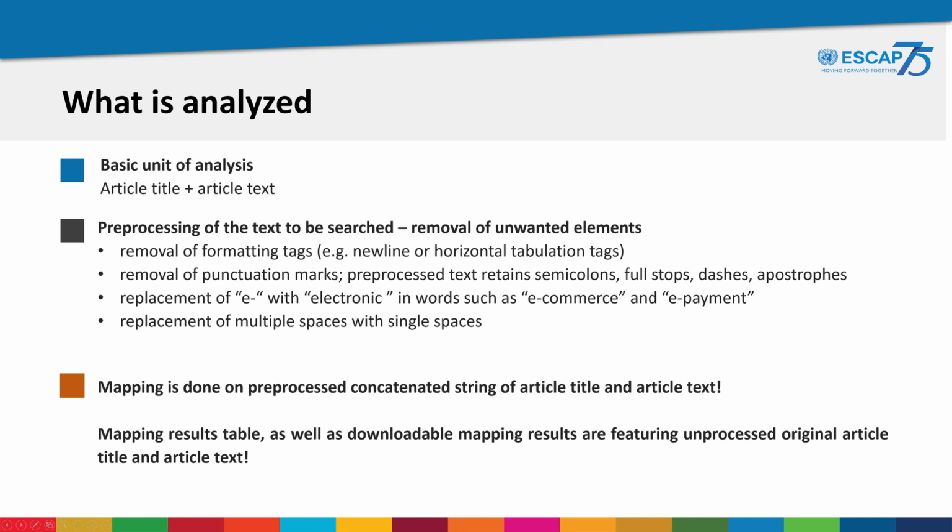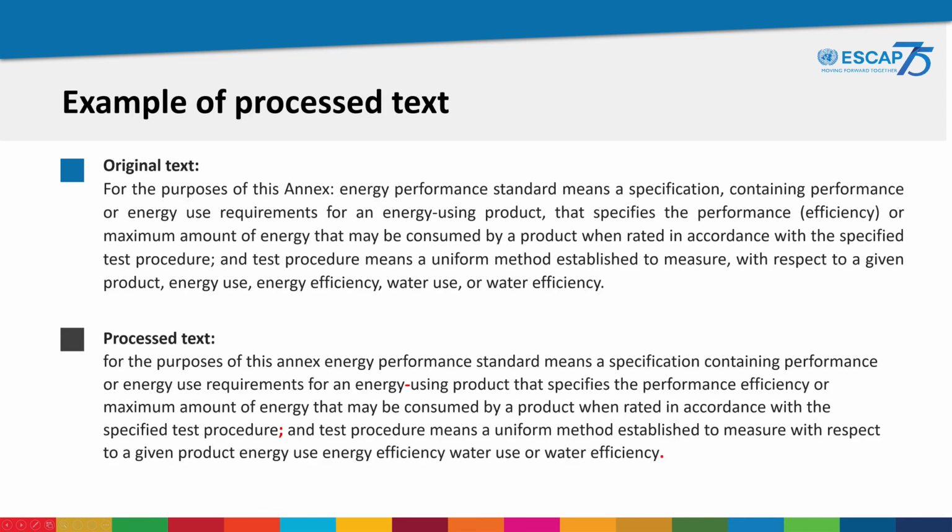So basically when we run the mapping algorithm, it searches for the keyword combinations in the processed texts of article title and article text. On this next slide, you can see what the original text and the processed text may look like. As you can see, the original text retains all of the punctuation marks and various symbols, while the processed text only retains the dashes, semicolons, and full stops.